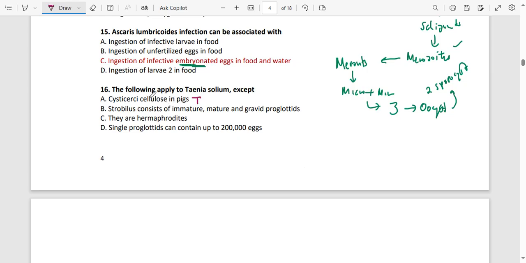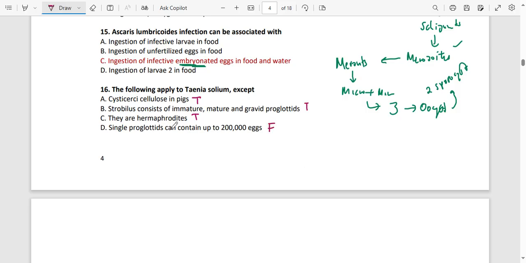This guy will be even causing cysticercosis. Strobilus consists of immature, mature, and gravid proglottids. True or false? This is also true. They are hermaphrodites. True or false? True. Single proglottids can contain up to 200,000 eggs. True or false?